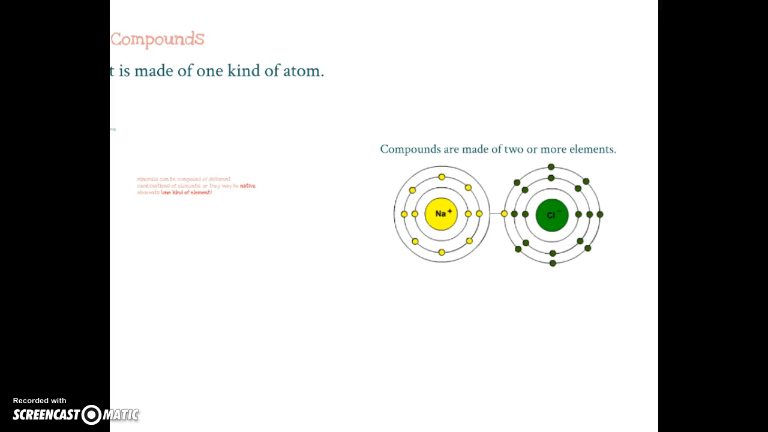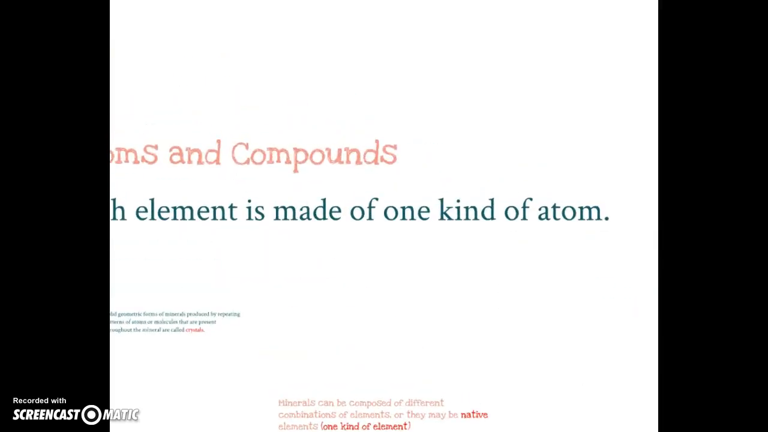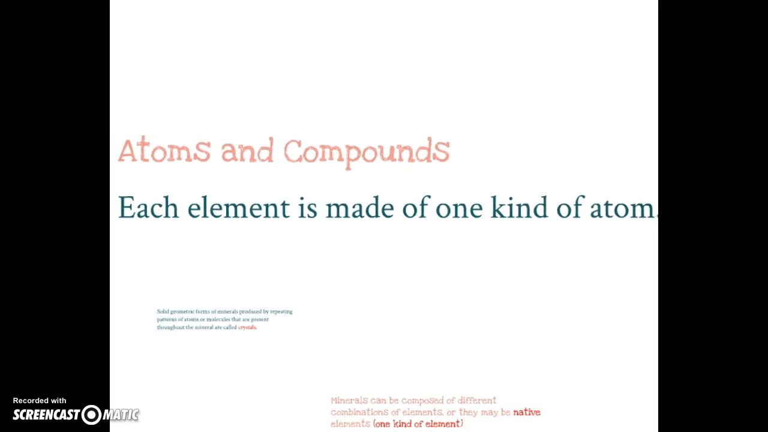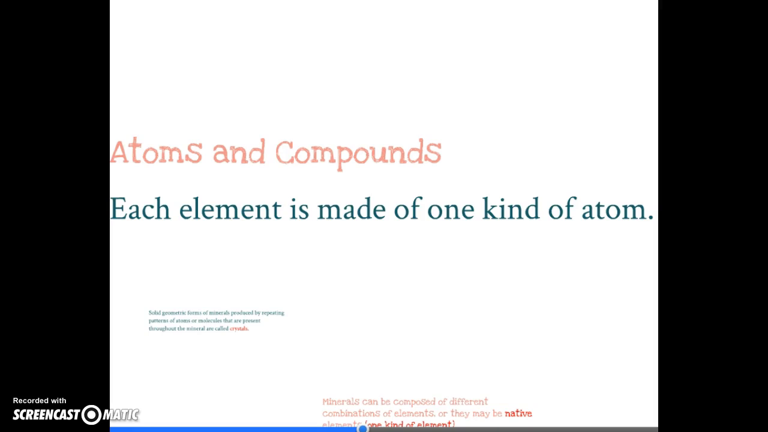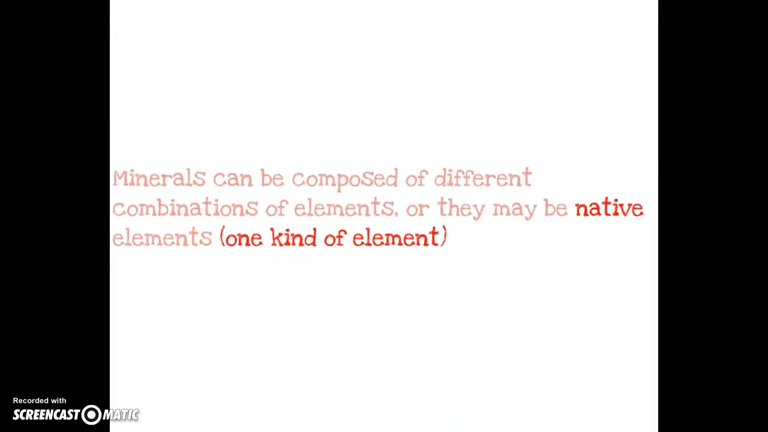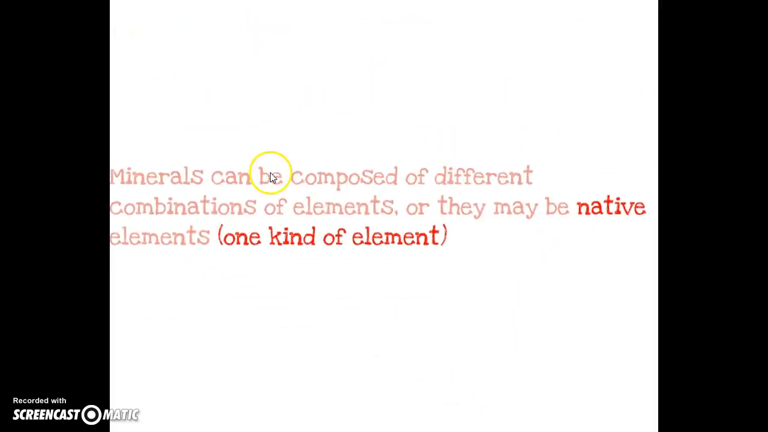When we talk about minerals, again, we do talk about the elements, and we just learned that each element is made of one type of atom. So gold is made out of gold atoms, silver atoms, hydrogen atoms. That should be reviewed. Minerals can either be combinations of different elements, or they can be one kind of element. And this type of mineral is called a native element.